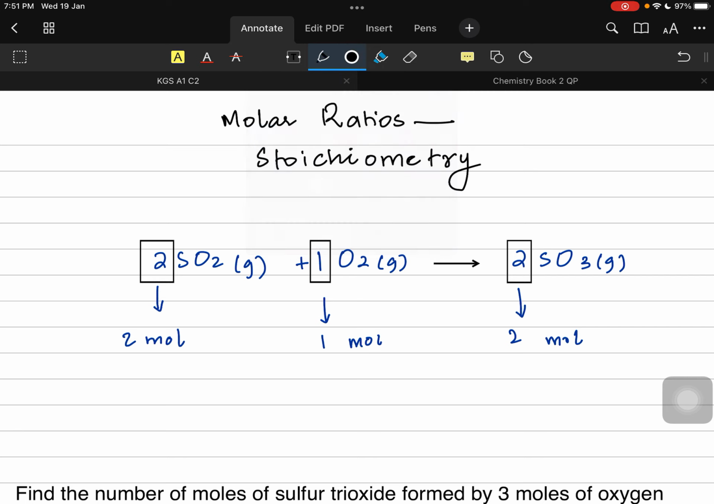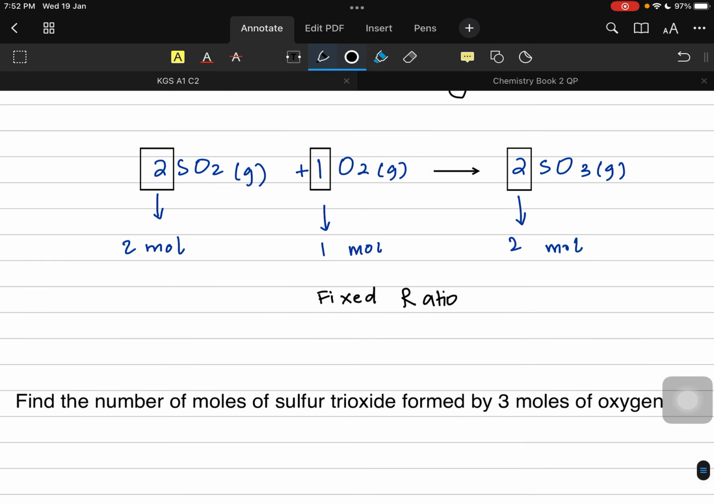This is a fixed ratio from the equation, and it follows the pattern of direct proportionality. If the number of moles of reactant change, the product also changes within the same ratio, and we always use the fixed ratio to find the answer. Let's try a few questions to see how we apply the ratio.